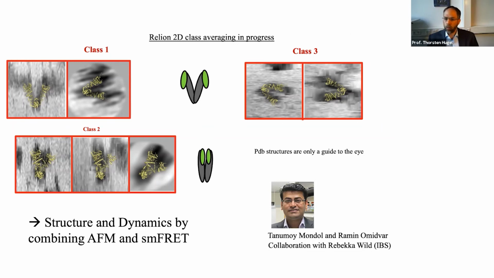And now you can go back to the fluorescence and look at the dynamics and try to see what these structures are. In the end, I should have put a 4th class here. You have to make this maybe more clear. If you have these 4 classes, 4 structures, you could then relate them to the dynamics. So this is still ongoing work, and I'm happy to discuss this. The images were taken by Ramin Omidvar, and the analysis done by Tanumoy Mondal in collaboration with Rebecca Wild.